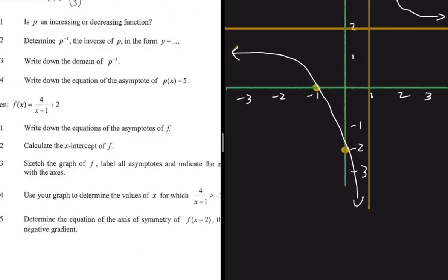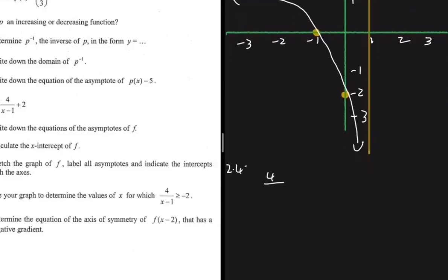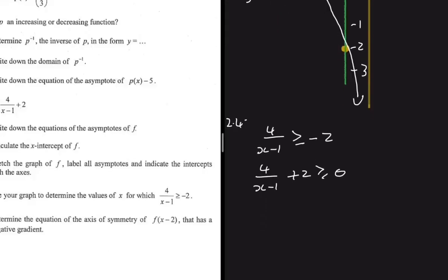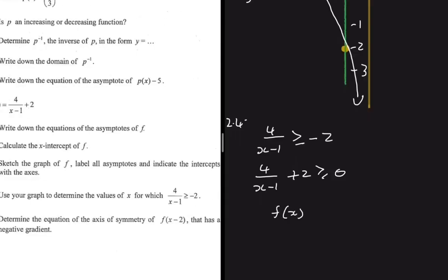Let's do 2.4. Using our graph, let's determine the values of x for which 4 divided by x minus 1 is greater than or equal to minus 2, right? If we take minus 2 to the other side, we're going to have 4 divided by x minus 1 plus 2 greater than or equal to 0. So what we're actually looking for here are the values of x for which our function f of x is greater than or equal to 0, because this is simply f of x.